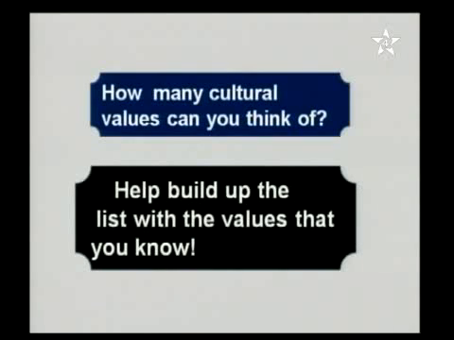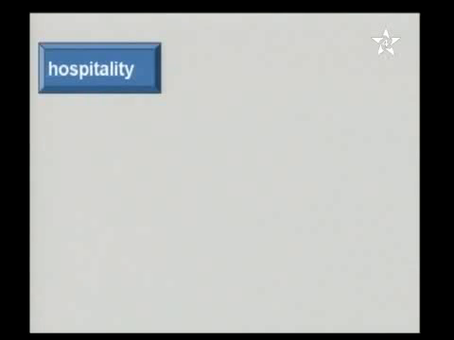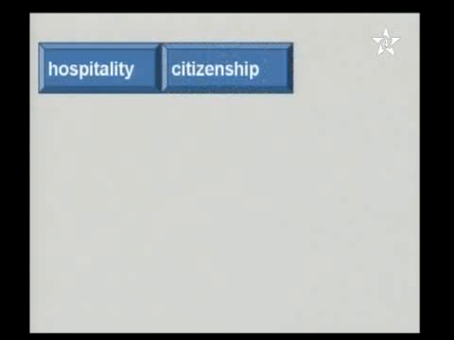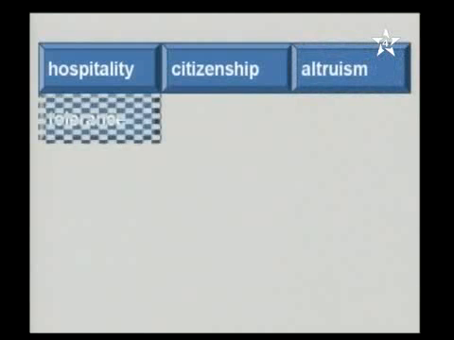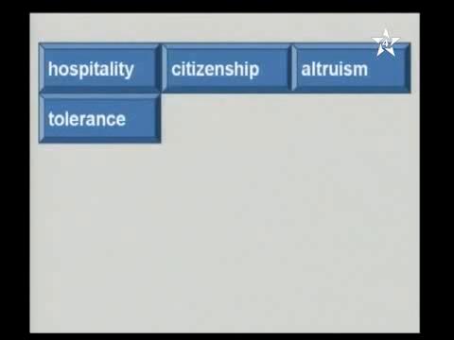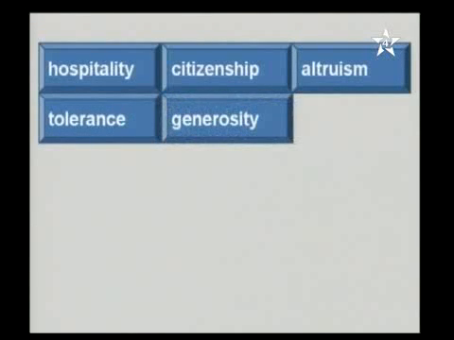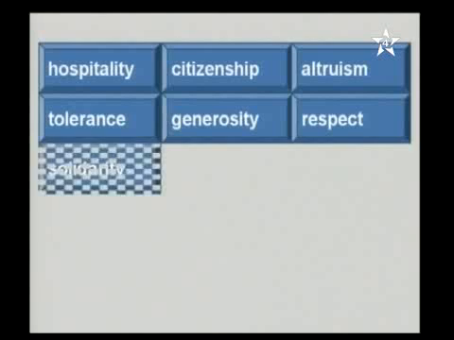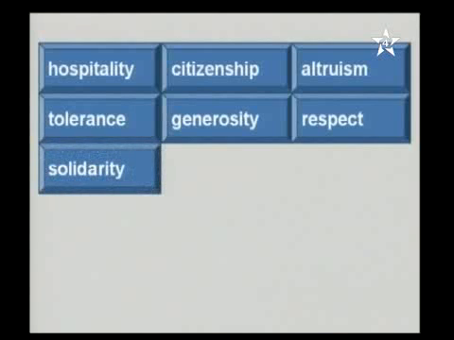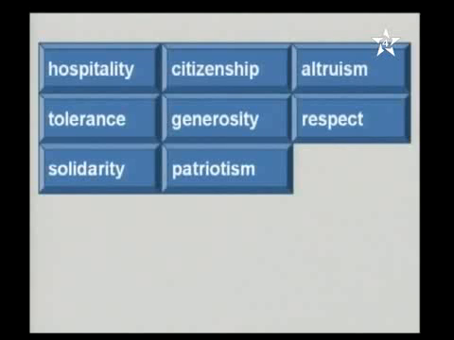In each culture, there are values. I'm sure you know some of them. So please help me complete this list. The first value is hospitality. What other value can you think of? Good. Citizenship. Nice. Altruism. This is the opposite of egoism. Yes. Tolerance is another value. Generosity. That's fine. Respect. This is a well-known value. Solidarity. That's very good. Patriotism. Fine. Well done.